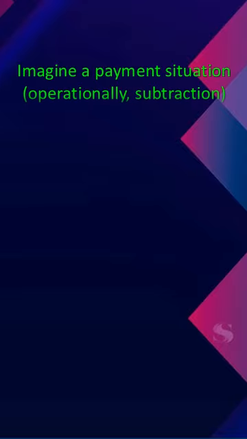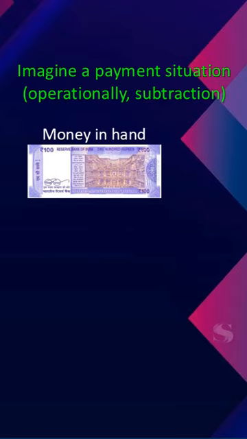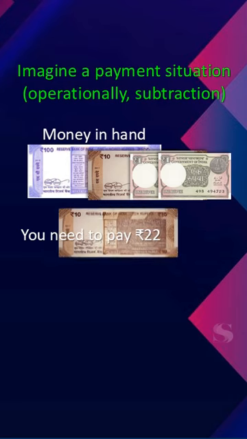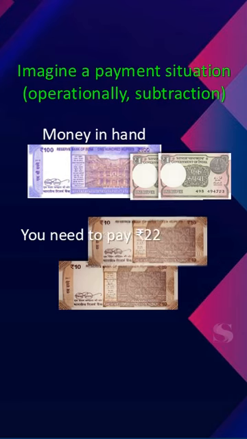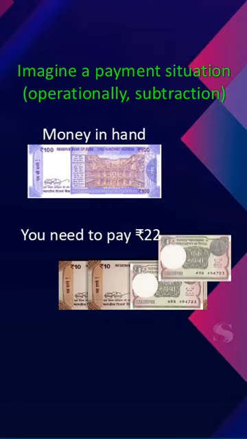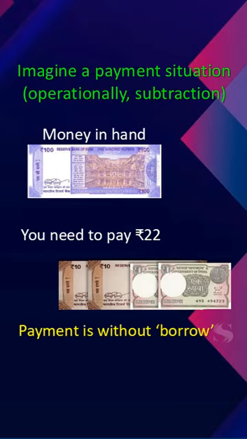The same is true for money to be paid. If we have the exact denominations to be paid, we would not pay using a higher denomination note, that is, not borrow from another packet. We could easily pay 22 rupees from the money we had. There was no need to borrow from the 100 rupees packet.